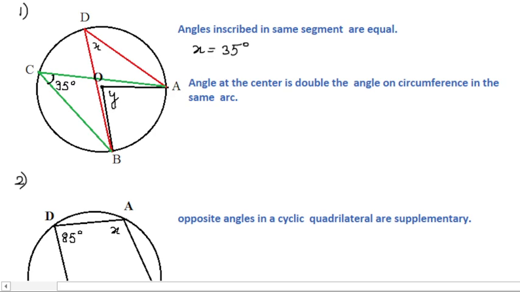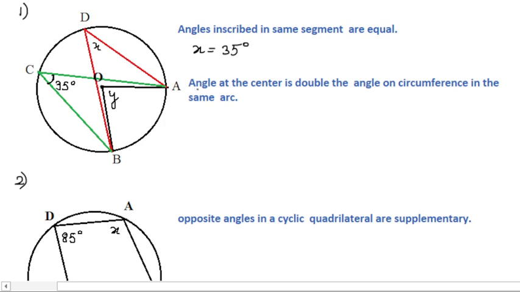Secondly, to find y, look at y. It is formed at the center and in the same arc AB. So if I look at y and this 35 degree angle, they both are inscribed in the arc AB. The only difference being one angle is formed at the center and the other is formed on the circumference.